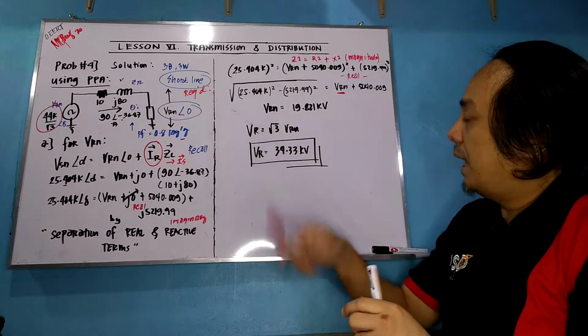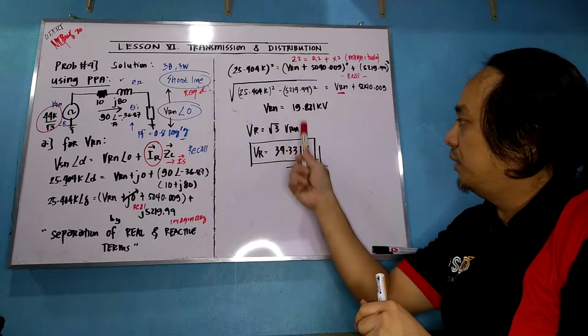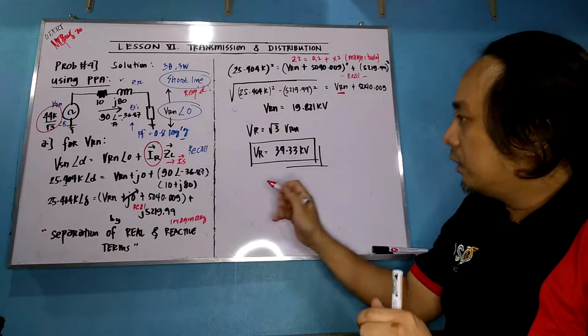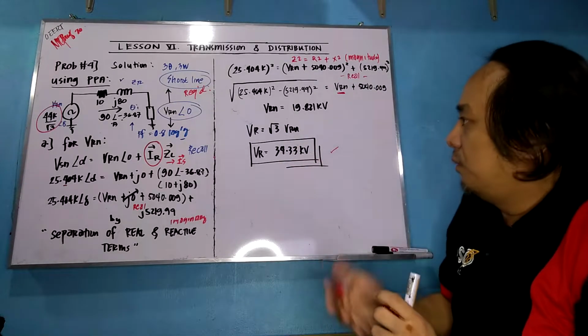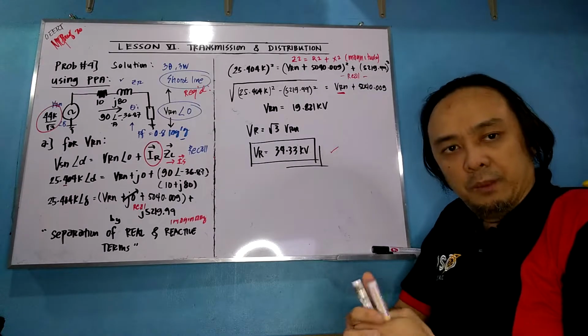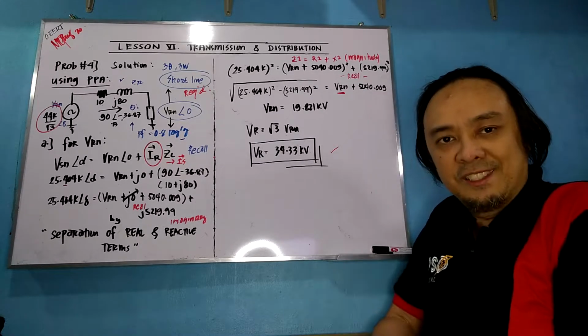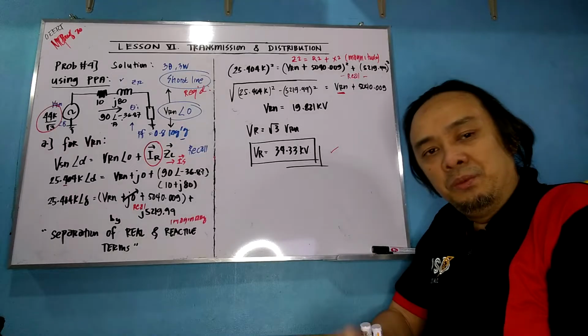And doing the balanced polyphase, getting the line voltage, square root of 3 times VRN, the answer for letter A is 34.33 kilovolts. Later we will solve the power factor. So, stay tuned for letter B.